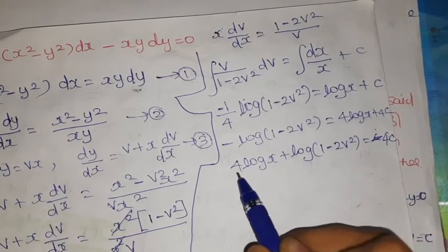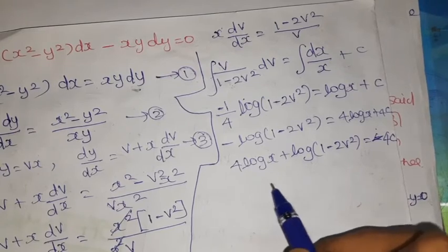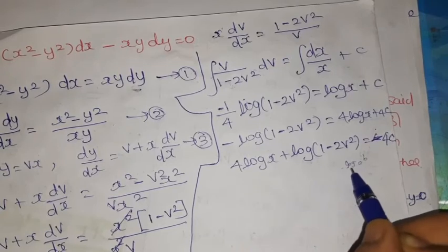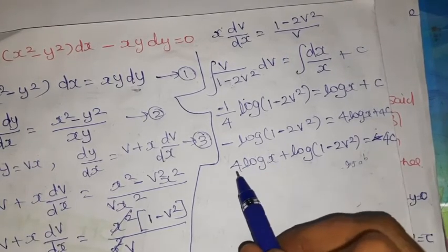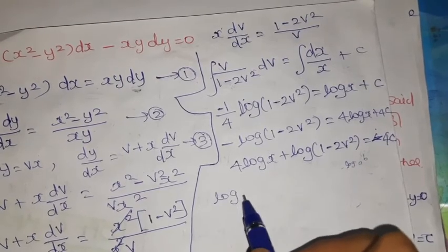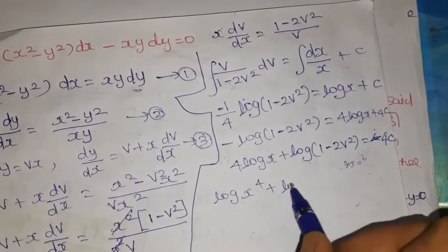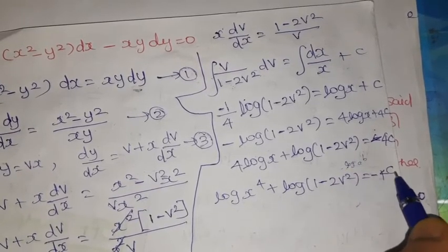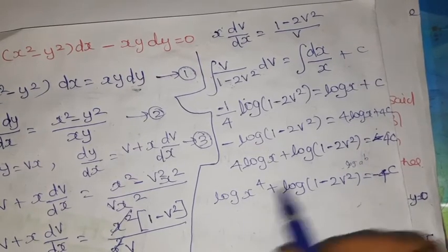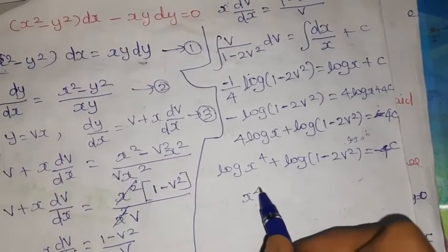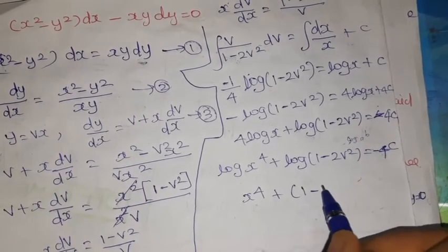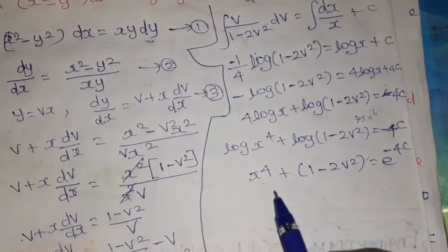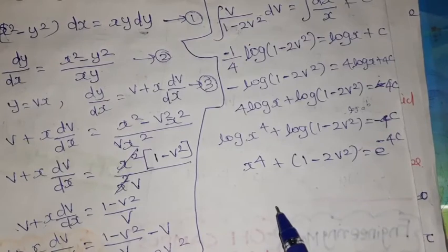We can write it in logarithmic form: log a power b is b log a. So 4 log x can be written as log x power 4. Log x power 4 into log of 1 minus 2v squared equals minus 4c. By taking the antilogarithm, we get x power 4 into 1 minus 2v squared equals e power minus 4c.